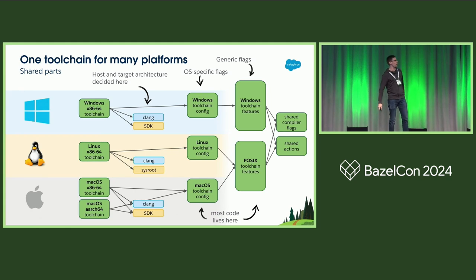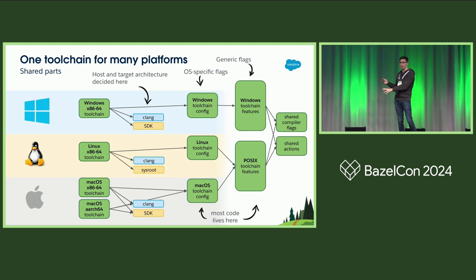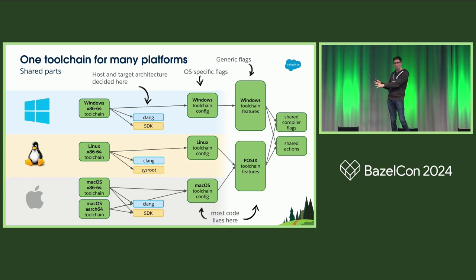OK, and using those two, we can then create three toolchain configs, one for each operating system, which have some operating system specific stuff like for shared libraries on Linux, for the minimum macOS version on Mac, stuff like that. And that basically is all the operating system specific stuff, which is the hardest part.